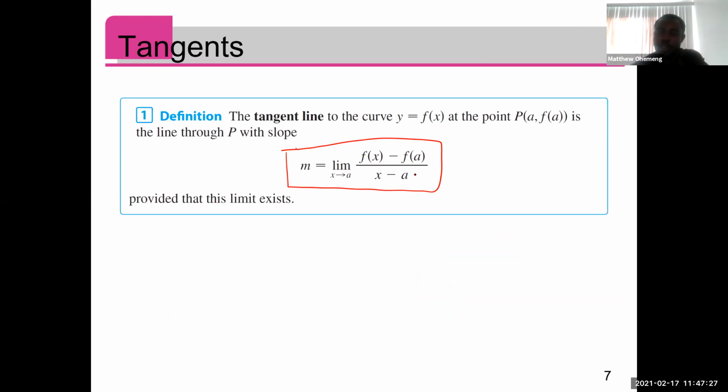We've established the slope of the tangent line using what? The limit of the slope of secant lines. So this is the final formula, right? The tangent line to the curve y equals f of x at the point P(a, f(a)) is the line through P with the slope m equal to the limit as x approaches a of f(x) minus f(a) all over x minus a, provided that the limit exists.